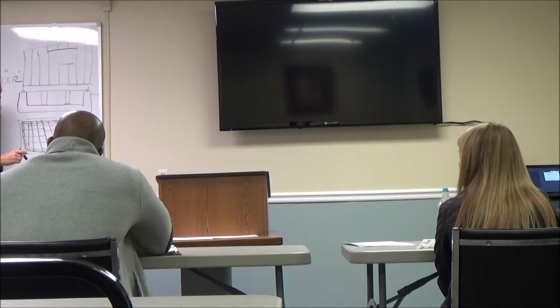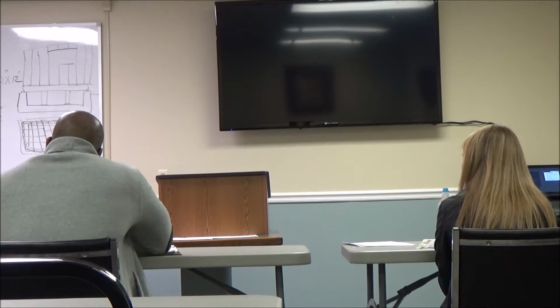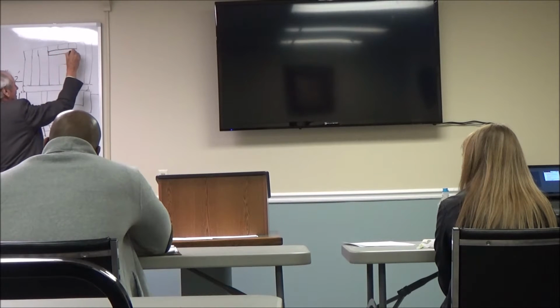Put a window in. So what they do, they will take, let's say 2x8s, and they'll cut that 2x8 to fit. They'll take two of those, put them together, so it looks like this, and they'll nail them together. So now really you got a 4x8 or whatever the distance is. They'll take that and they will put it up here.